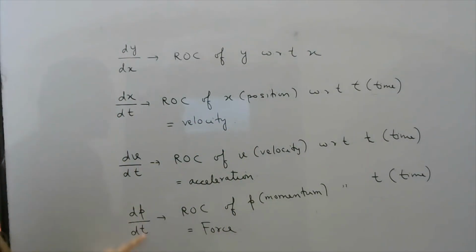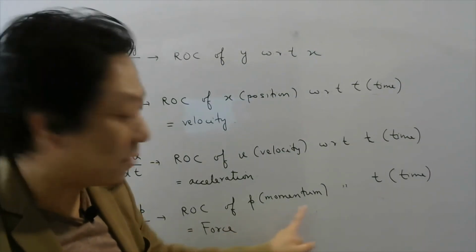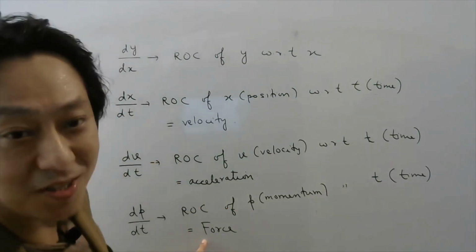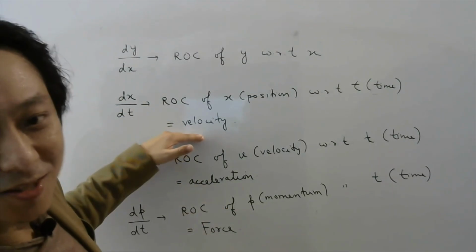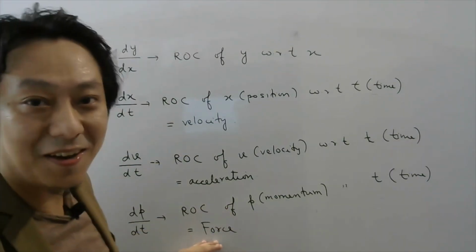What about dp by dt? So this would be called the rate of change of p, which is momentum, with respect to time t. And in physics we call it force. So this is instantaneous velocity, instantaneous acceleration, and instantaneous force.